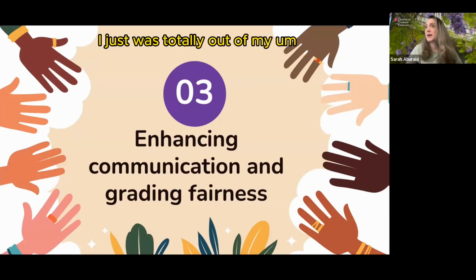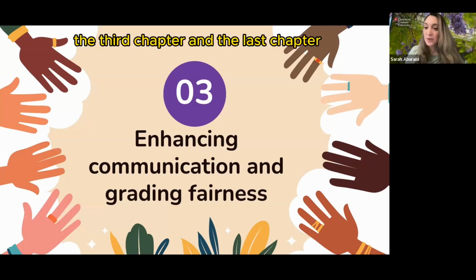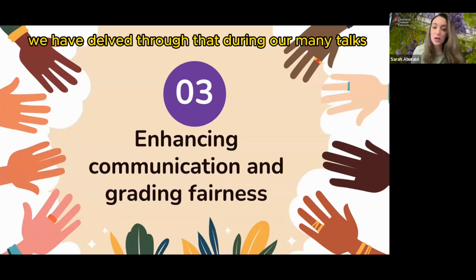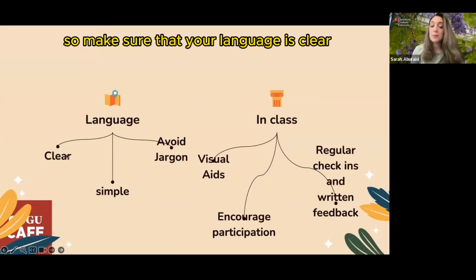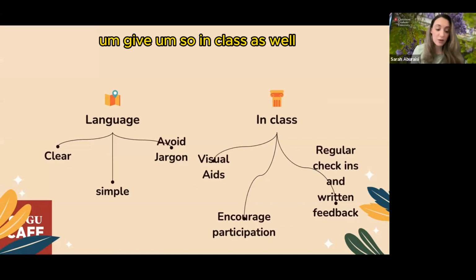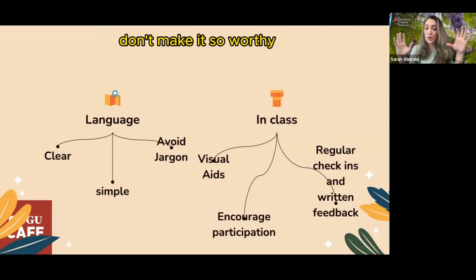I should, Eric, we should have written that somewhere. The third chapter and the last chapter we're going to deal with is enhancing communication and grading. We have delved through that during our many talks. So make sure that your language is clear, simple, avoid the jargon. If you're doing it via Zoom, enable closed captions. In class as well, make sure that you use visual aids. Break up the words. Don't make it so wordy.